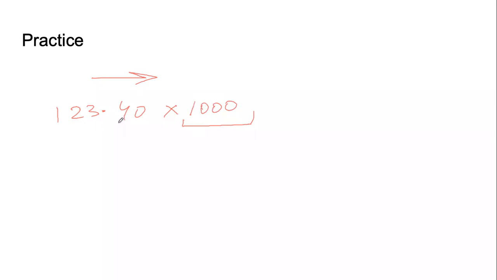When we do that, if we write it separately and see what is happening, 123.40 is the given number. So 1, 2, and 3. So the answer will be 1, 2, 3, 4, 0, 0. Simple. This place will be filled with a 0.